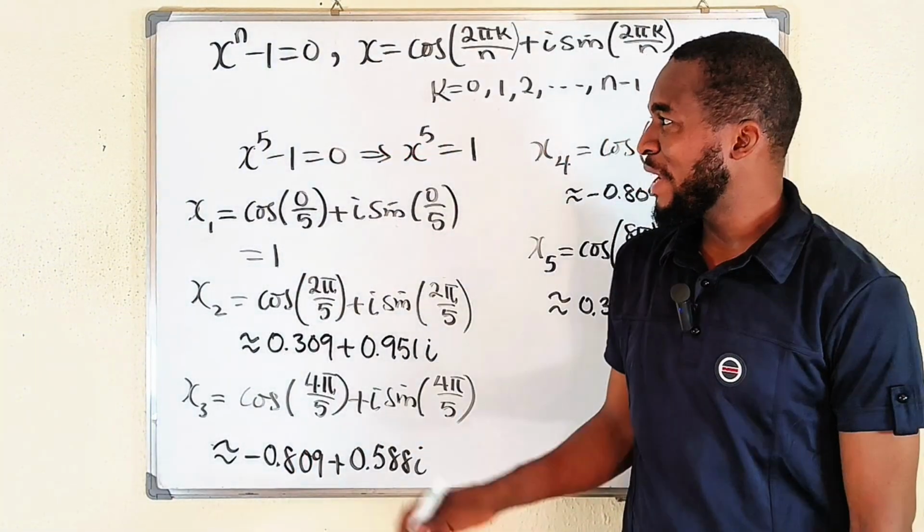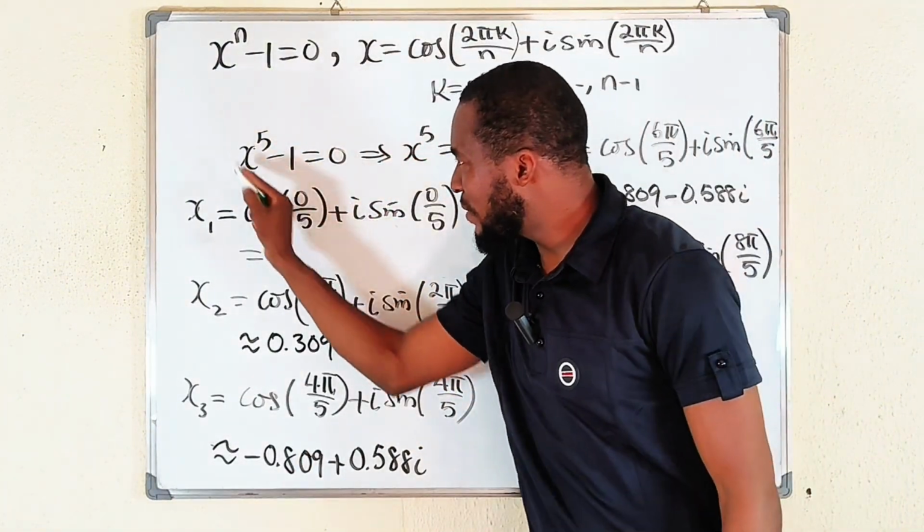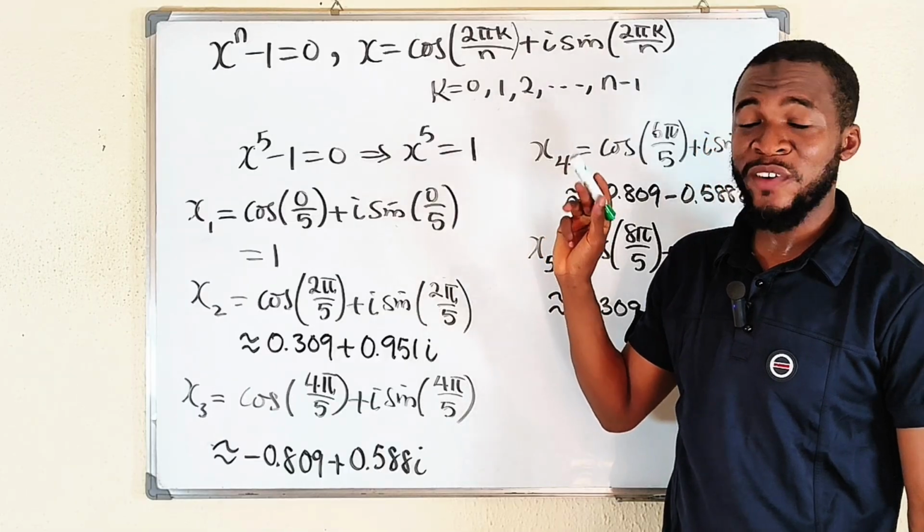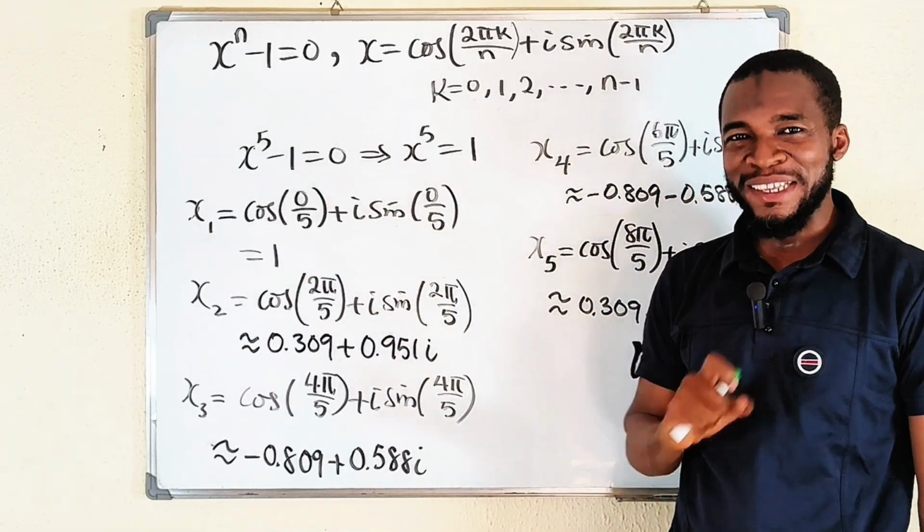In our next tutorial, I'm going to show you how you can solve this equation, x to the power of 5 minus 1 equal to 0, algebraically.